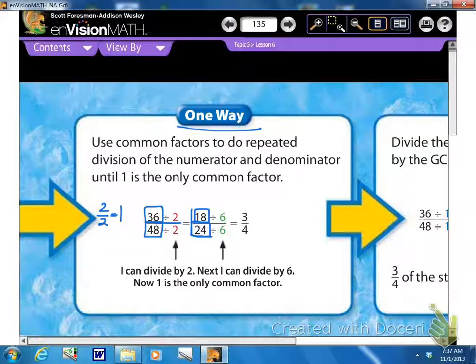So then again, we're going to divide by 6 over 6, which is really dividing by 1. We take 18 divided by 6, and you'll get 3, and 24 divided by 6, and you'll get 4. Now 3/4 is the simplest form. I cannot divide 3 and 4 by any number that's the same other than 1. So this is one way. We can just think of different factors that the numbers are both divisible by, like 2 or 6 here.